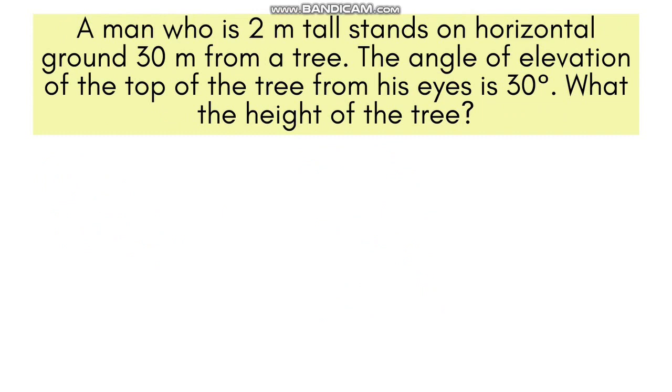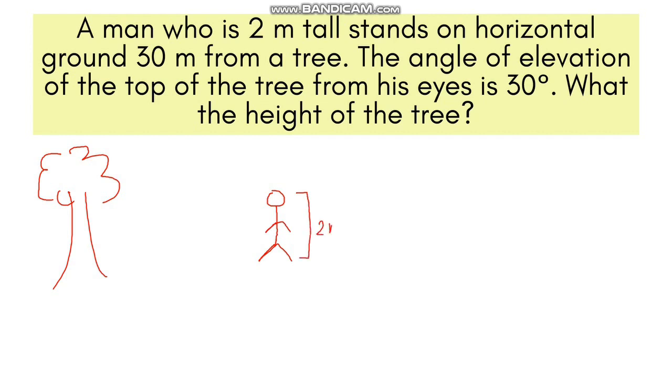Okay, next example. A man who is 2 meters tall stands on horizontal ground 30 meters from a tree. The angle of elevation of the top of the tree from his eyes is 30 degrees. What is the height of the tree? So there is a man, there is again a tree, so let's draw a tree here. Let's draw a tree. And then there is a man who is 2 meters tall. So let's say this is 2 meters.